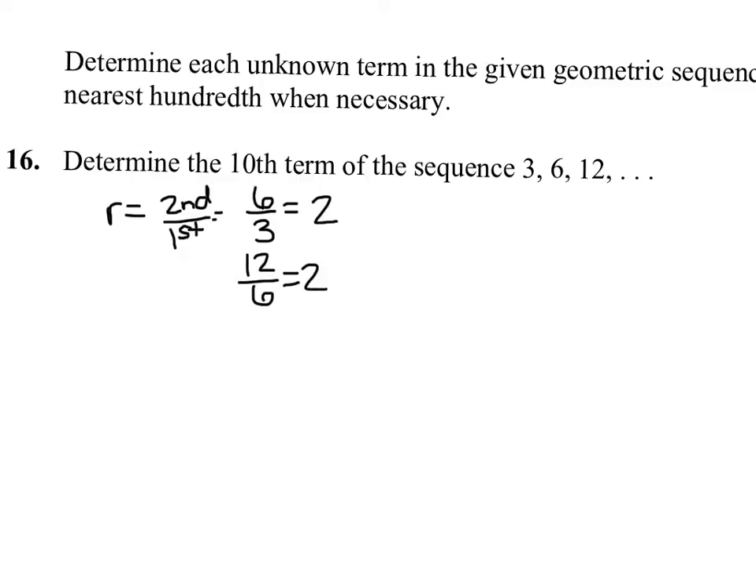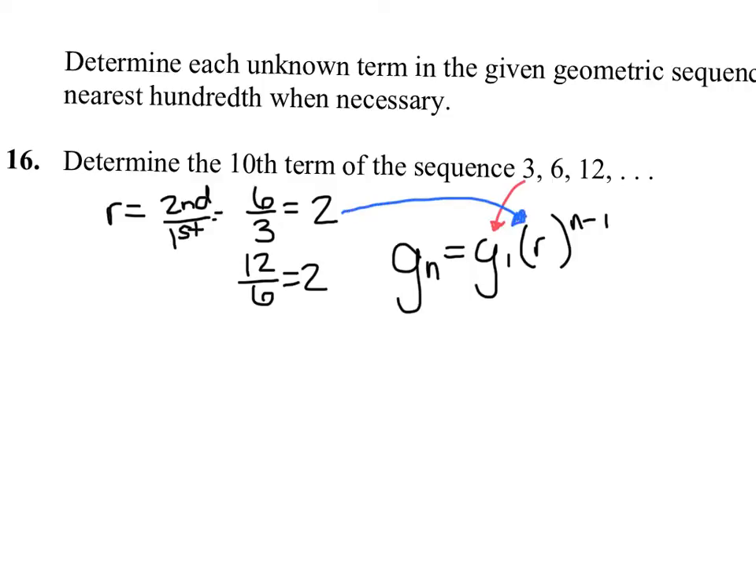So my explicit formula is g sub n equals g sub 1 parentheses r raised to the n minus 1. The first term goes into this spot. The 2 goes into the r spot, and then the term I'm looking for is what's going to go into the n. So 10 is going to go into the n spot, into those two spots.